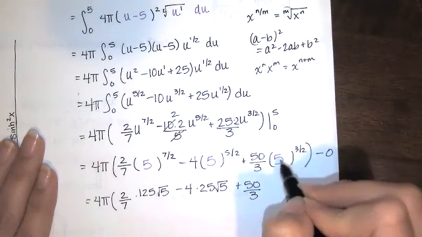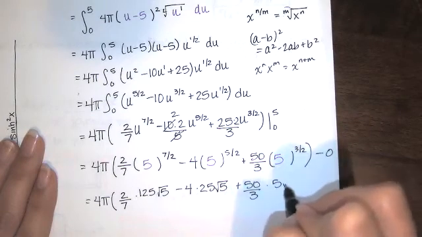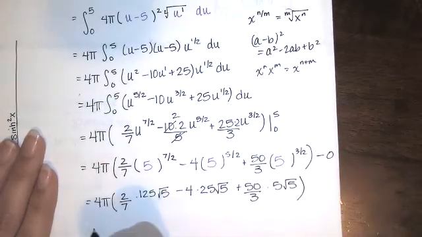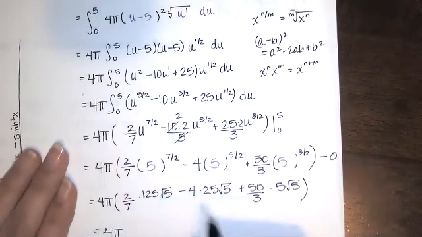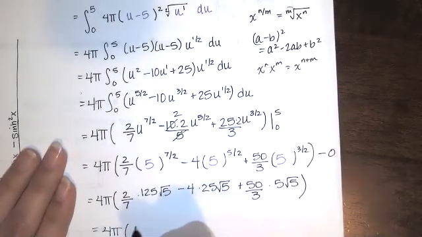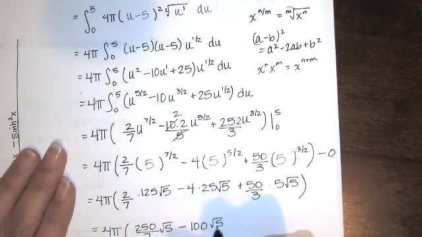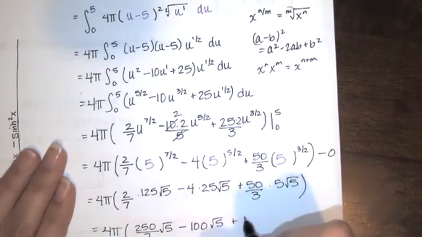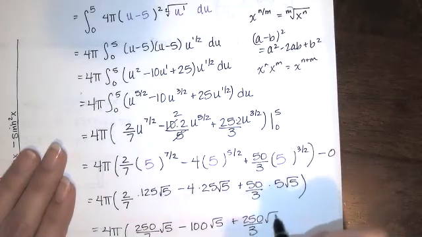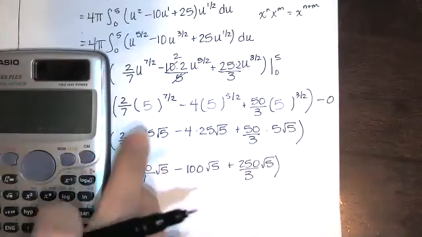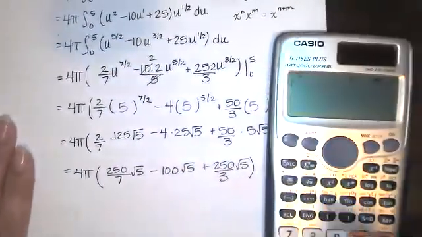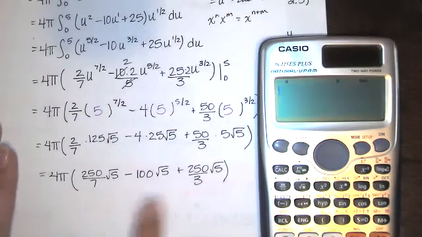And here, well, that's 5 to the 1.5. So it's a single 5 times the square root of 5. And so we've got a bunch of square roots of 5 everywhere. 4 pi times 250 over 7 times the square root of 5 minus 100 times the square root of 5 plus 250 over 3 times the square root of 5. Of course, you could just do this in your calculator. We want an exact answer for WebAssign though, not a decimal approximation. So make sure you work out that exact answer.